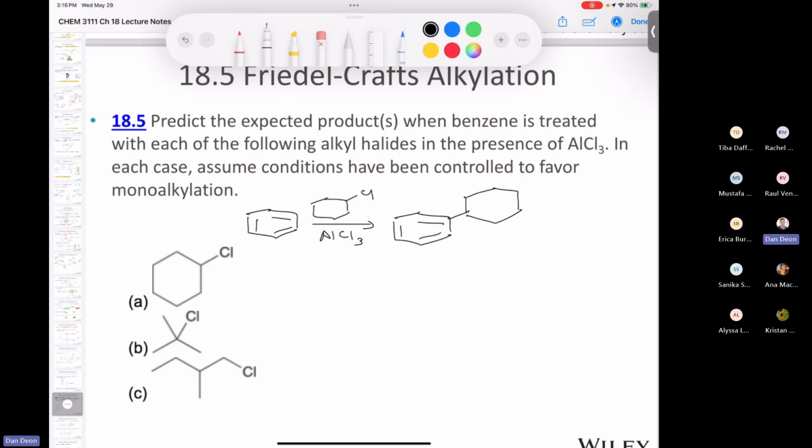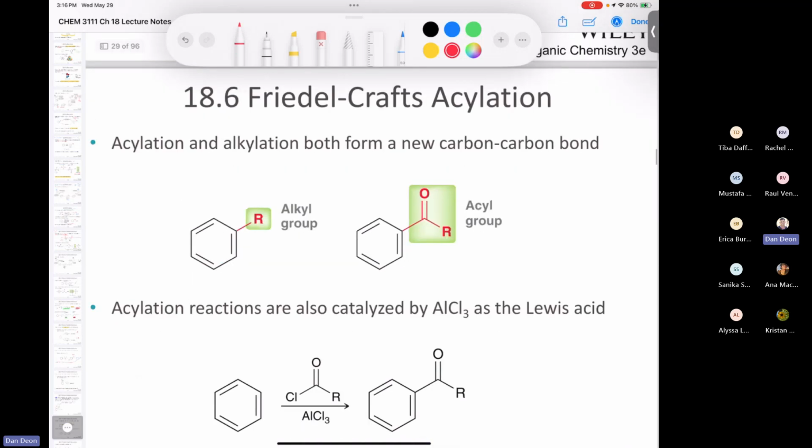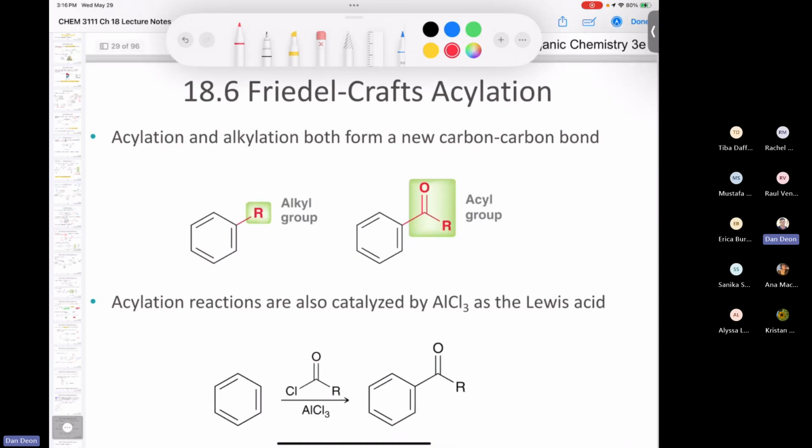All right. So what I'd like you to do is take a short break, and I want you to try B and C. And then after the break, we'll come back and we'll tackle Friedel-Crafts acylation. So once we've tried those two problems, we'll do acylation, which means we're not going to install an alkyl group, but rather an acyl group.